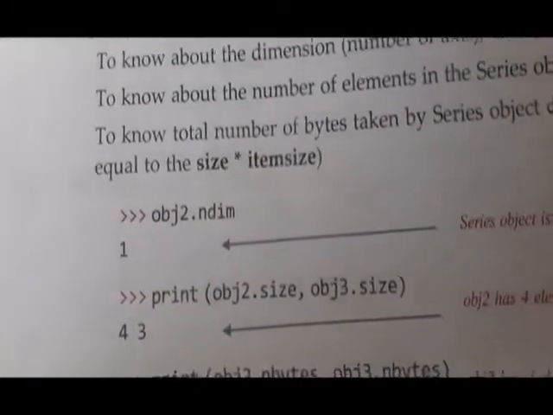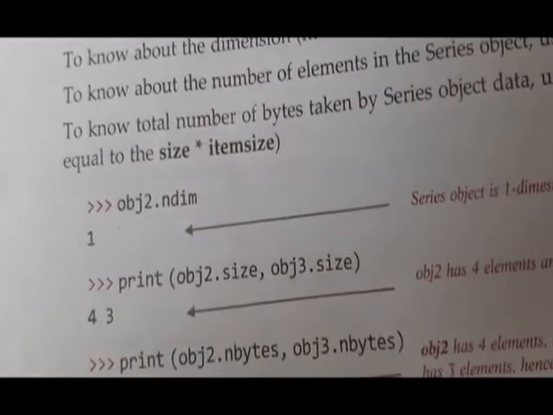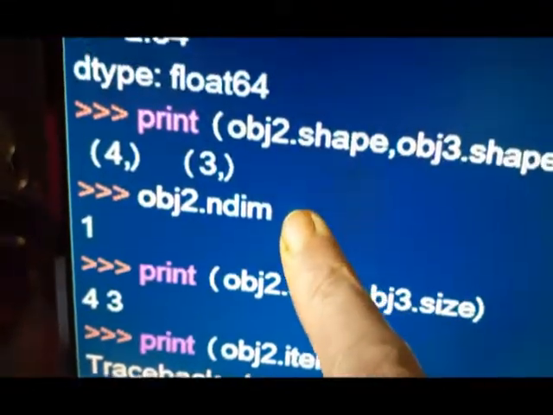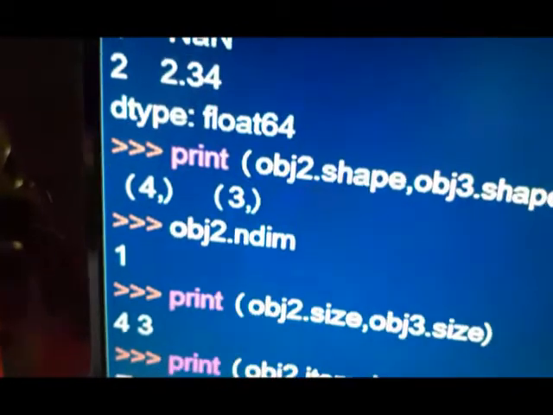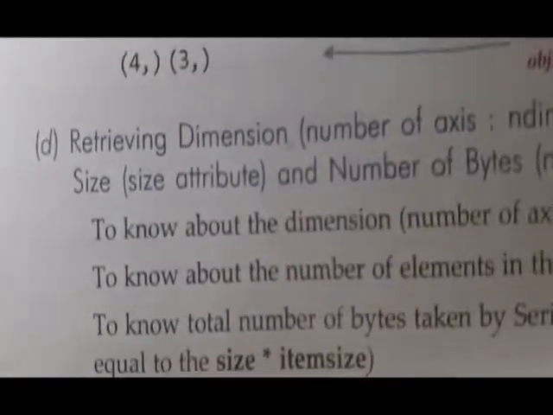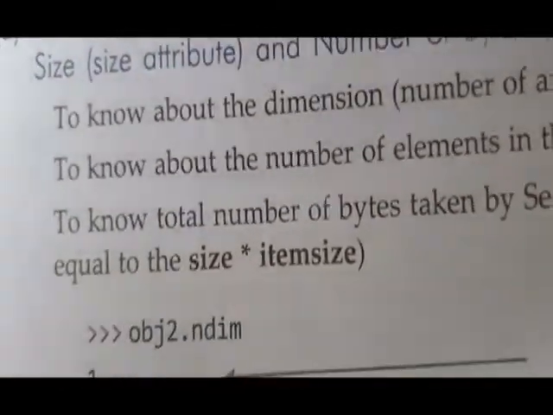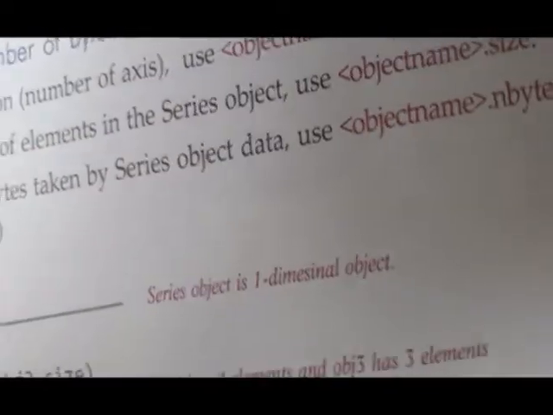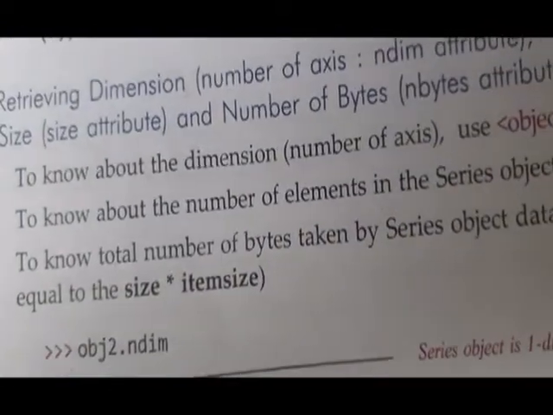How many is it in obj1? How many dimensions are there? Only 1. So that is being displayed. This is obj1's ndim, which is 1. Then we come to size. What is the definition of size attribute? Size attribute is to know the number of elements in the series object. So this is the example.